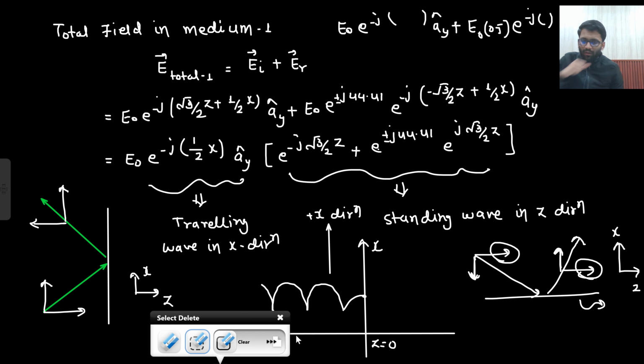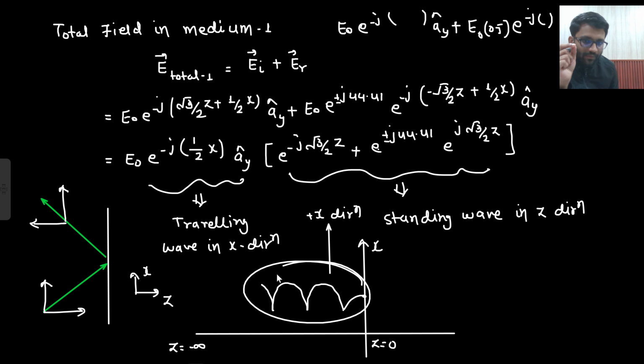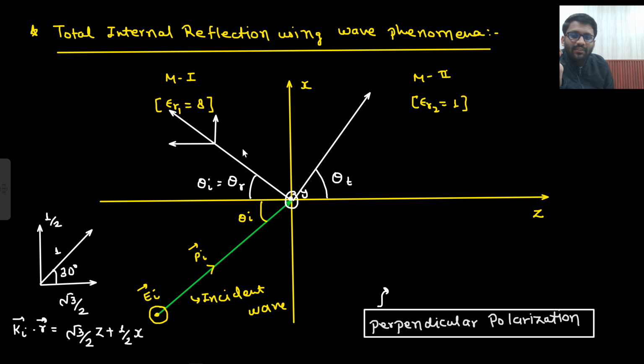Now if I ask you, what is the velocity of this wave? What is the velocity of this wave? So what will be your answer? Look, if you don't know any concept, and if I ask you what will be the velocity of the wave in this medium, what will you do? Sir, the velocity of the wave will be Vp equals omega by beta. So what is omega? Sir, what is beta? Beta is omega by c under root epsilon r.